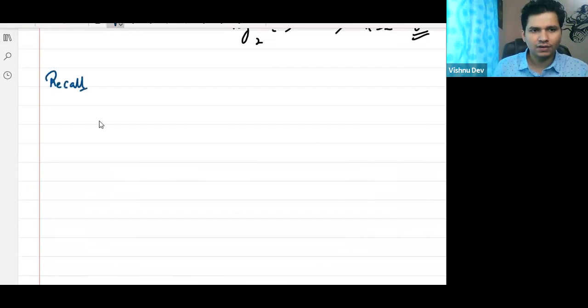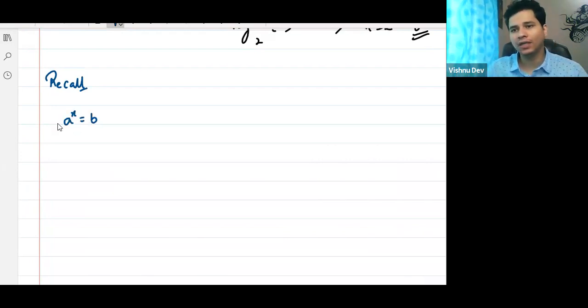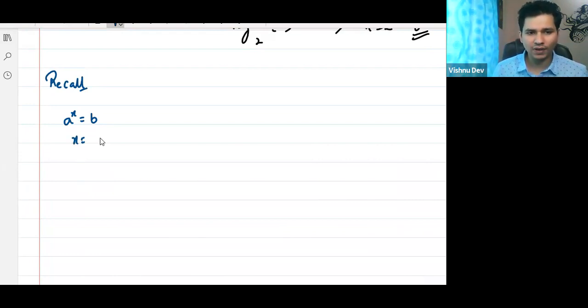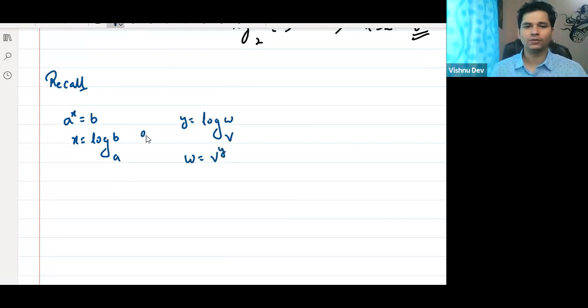First of all, what is log? Log is basically an operator which can convert my power into a linear form. If I have a to the power x equal to b, x can be written as log b base a. Vice versa, if y is equal to log w base v, then w can be written as v to the power y. That is the basic definition of log.